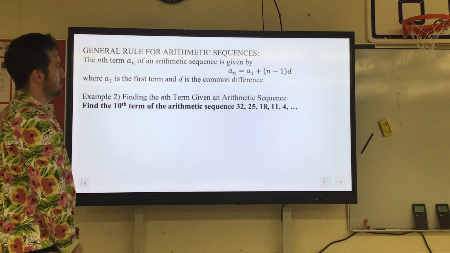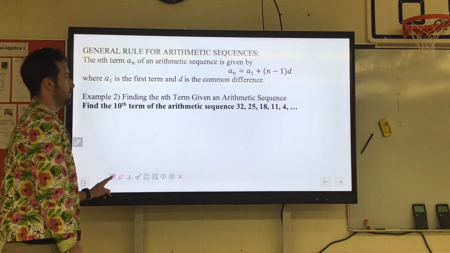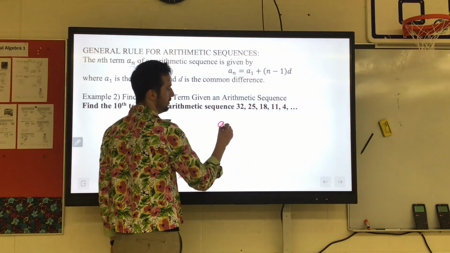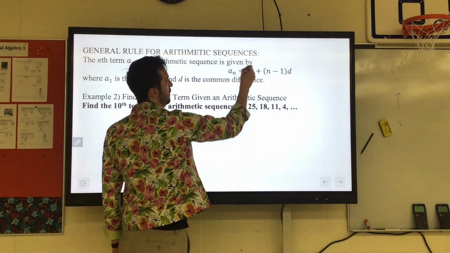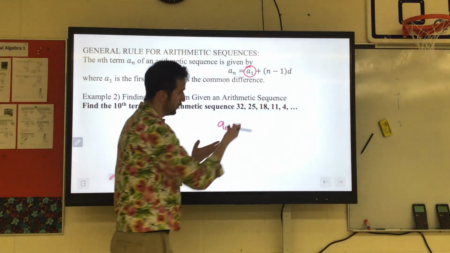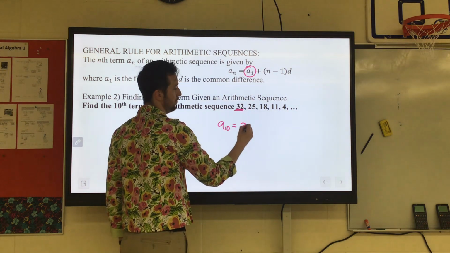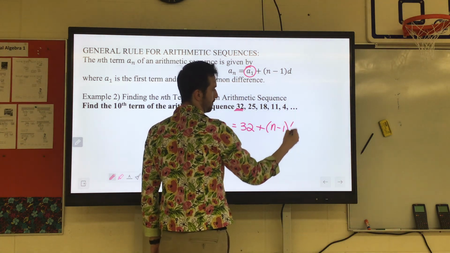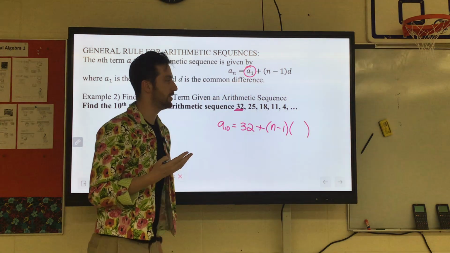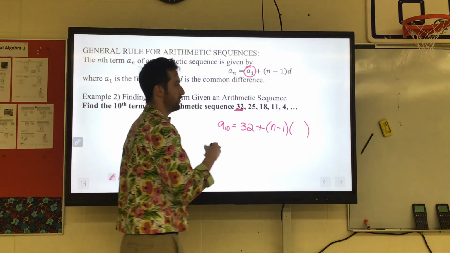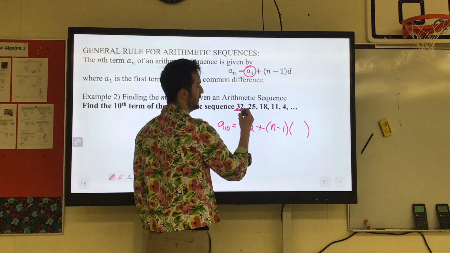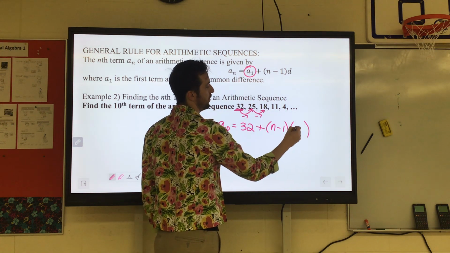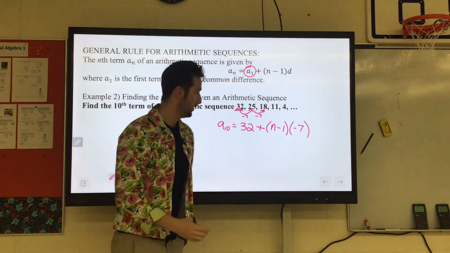So find the nth term of a given sequence. Find the 10th term of this sequence. So we're looking for a sub 10 equals, well, a sub 1 is the first term. The first term I see is 32 plus n minus 1, and then it's times our common difference here. So the common difference is what are we adding as we go down the line here. Now I see it's going down. It's going down 7. So our common difference would be negative 7.